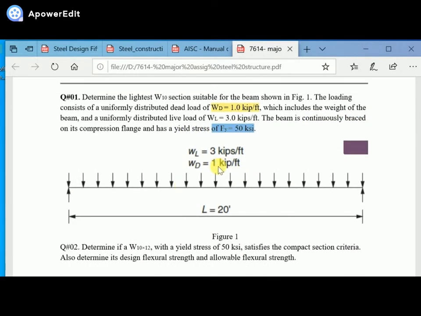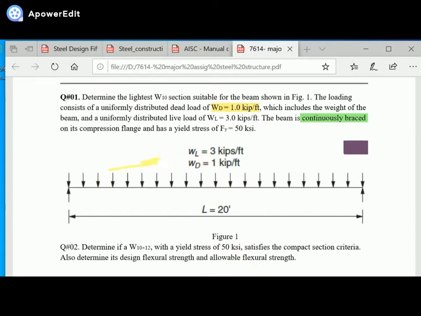You see, the beam is uniformly loaded and the beam is continuously braced. This is a very important term, continuously braced. Okay, so let me show what a braced beam and an unbraced beam are. Let me show you what a braced structure and an unbraced beam are. Sorry.